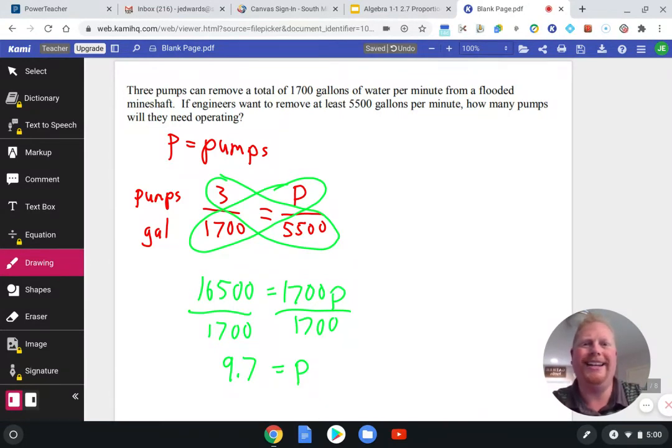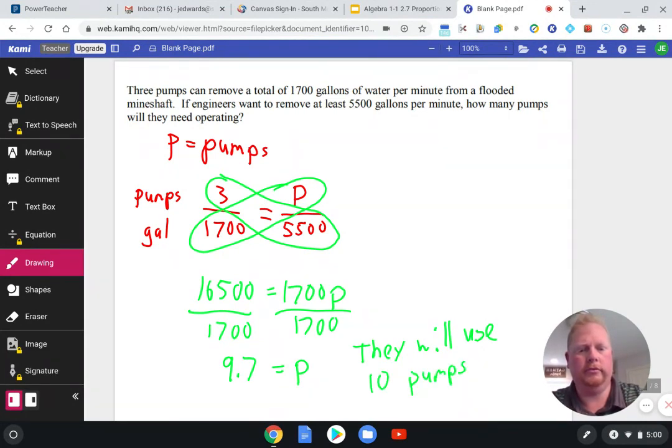So, put this in context. Are the engineers going to use 9.7 pumps to get out all that water? No, it says they want to remove at least that much. Could they remove more? Yeah, they could. If we rounded that to 9, they wouldn't quite get to 5,500. So, in context of our story problem, we can say they will use 10 pumps. All right, let's do one more example.